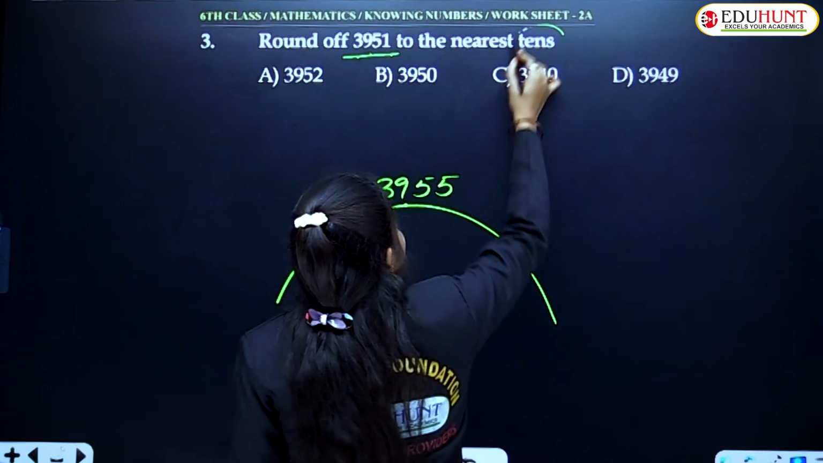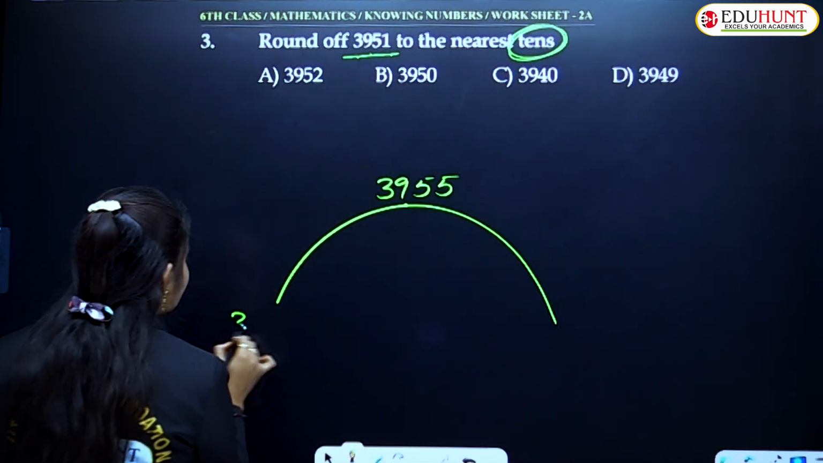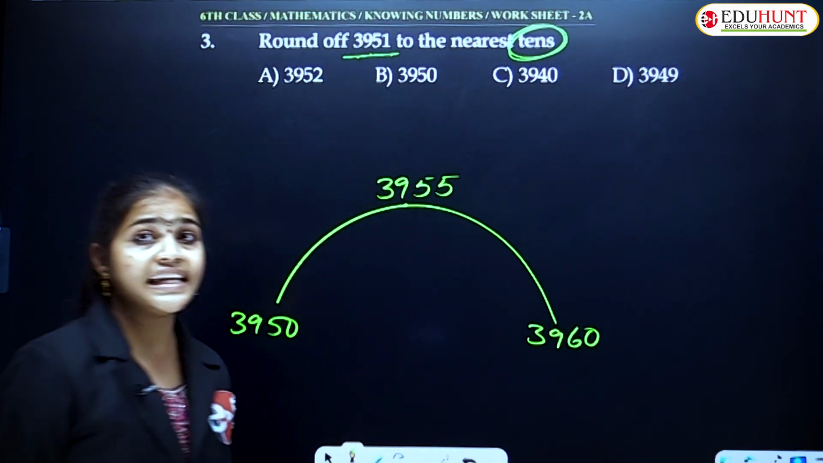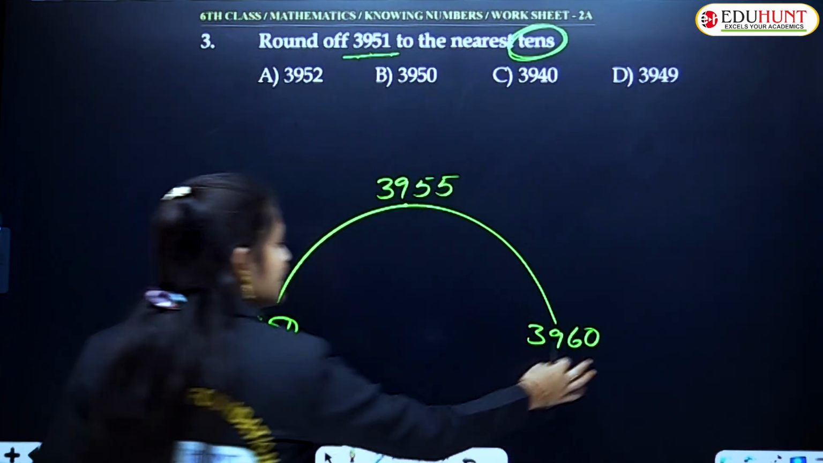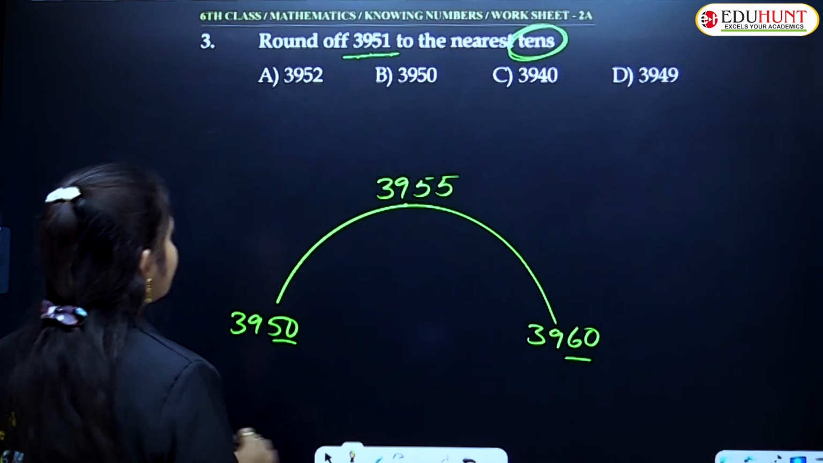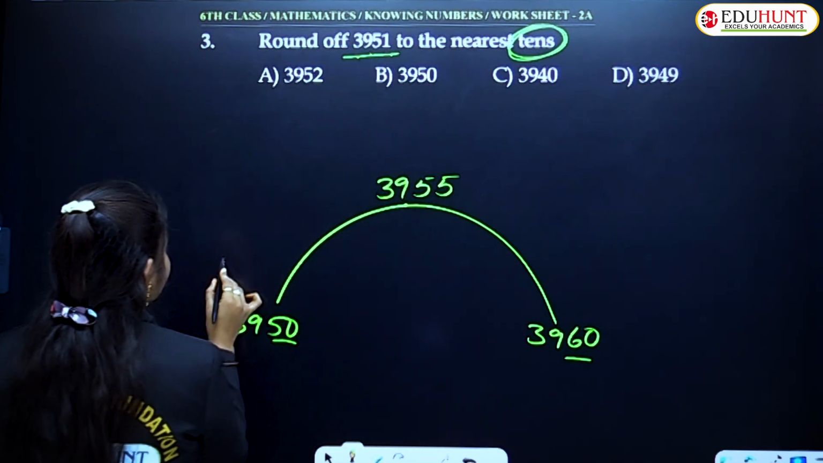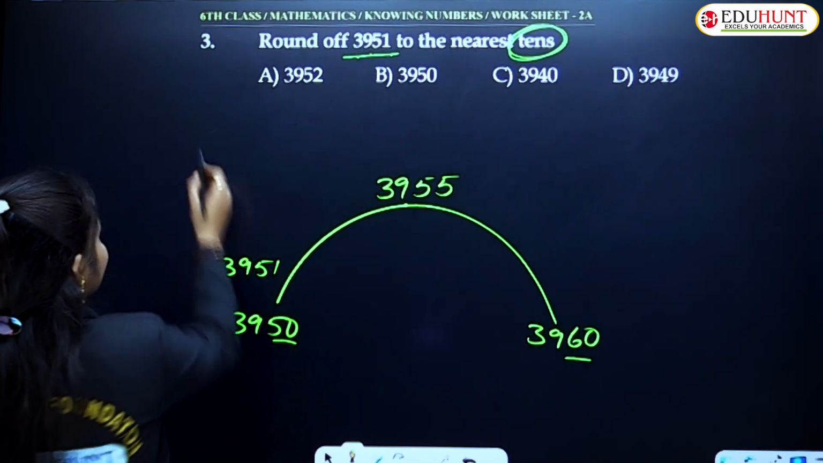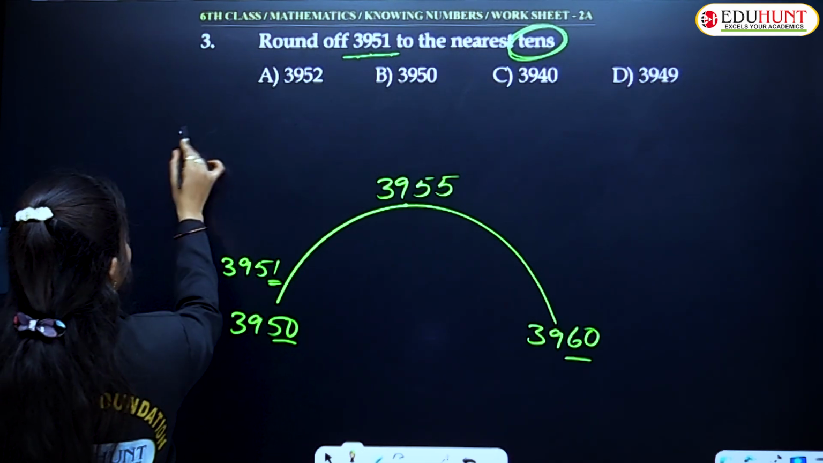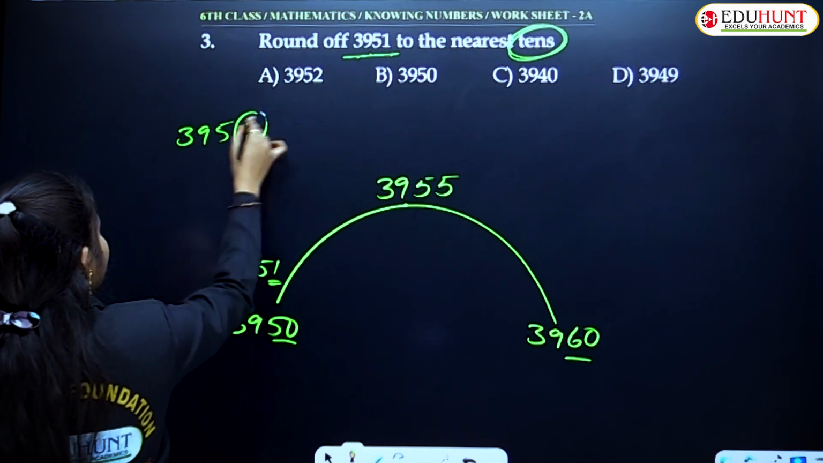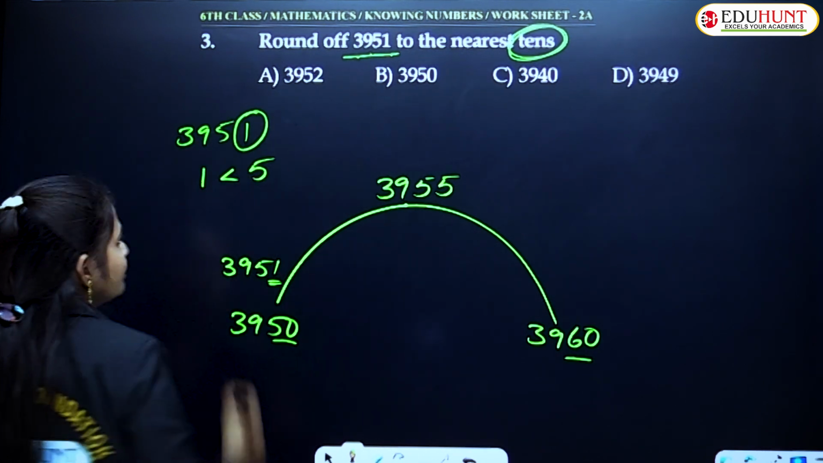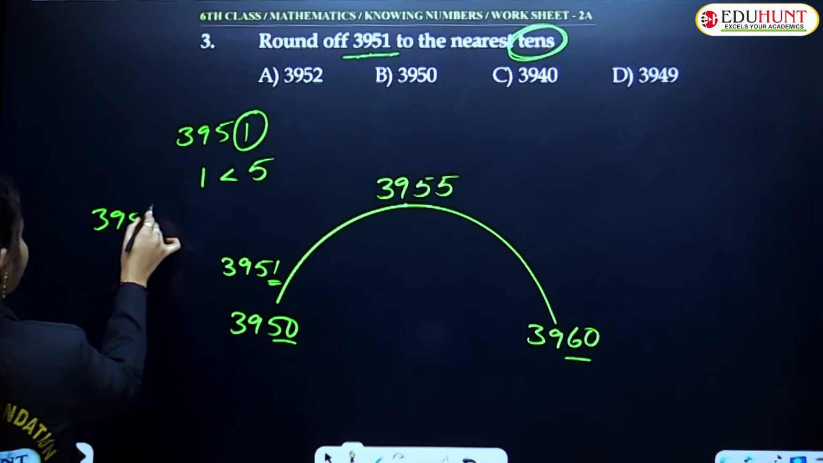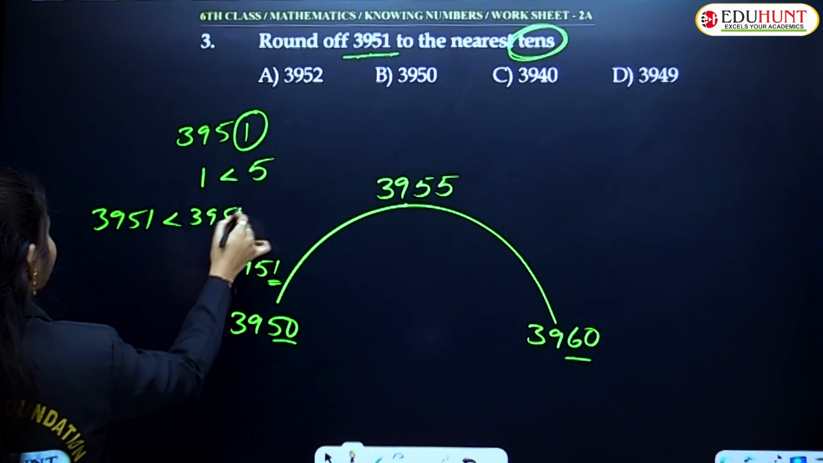And here they're asking nearest tens. Nearest tens means 3950, 3960. Nearest tens they're asking, 50, 60. Now see here, 3951. Here 1 is there, and 1 is less than 5, which means 3951 is less than 3955.